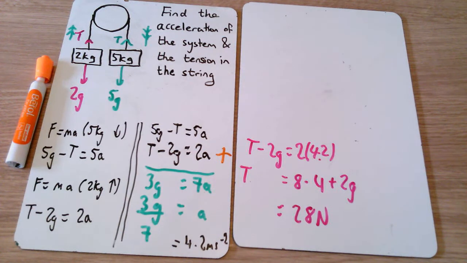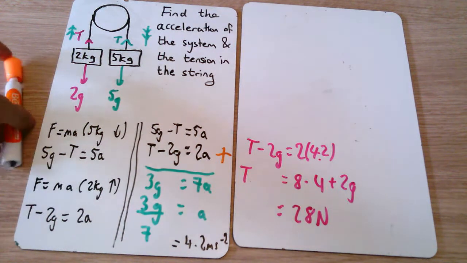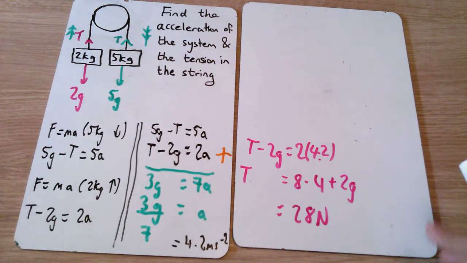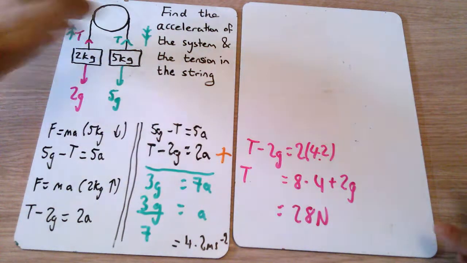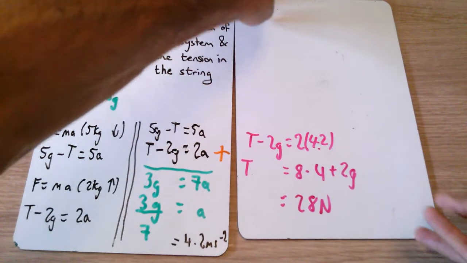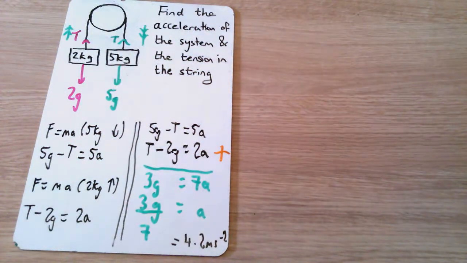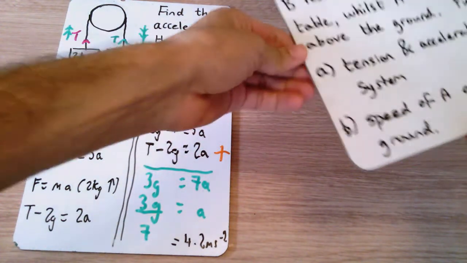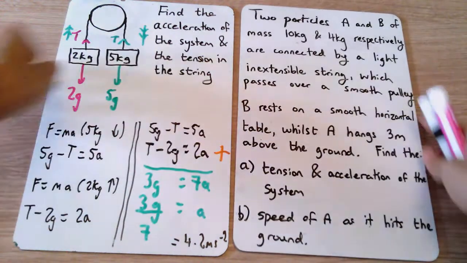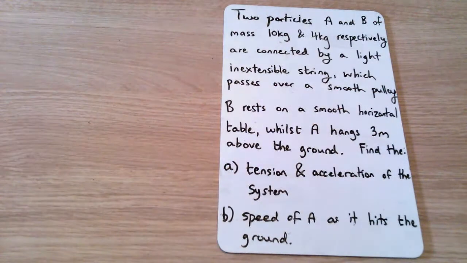Now, I've got a second example, which is a little bit different, which I'm going to show you right now. This was a question where we were given a diagram to start with. This second question is slightly different, where we need to read the question and create our own diagram. So it tells us over here that two particles of mass 10 kg and 4 kg respectively are connected by a light inextensible string, and it again passes over a smooth pulley.